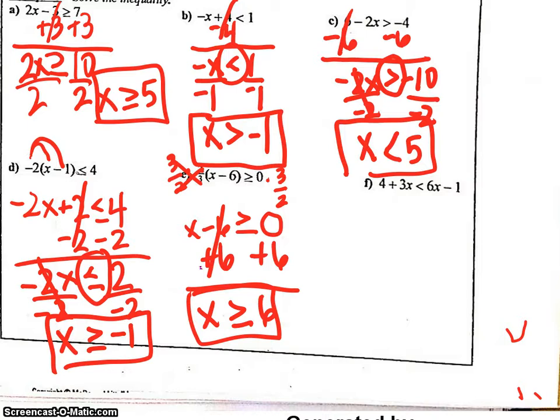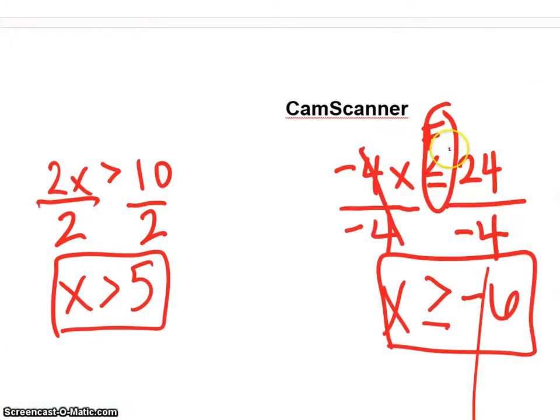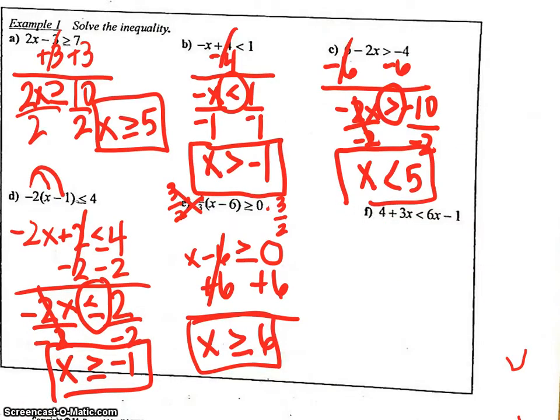Okay, and one more example. Now, we have variables on both sides. So we have to remember we want all the x's on one side and all the numbers on the other. Sorry that the screen moved. I'm going to move all of my variables to the right side. So I'm going to subtract 3x first. We always want to move those variables first. So they cancel here, and what I'm left with is a 4 is less than 6x minus 3x is 3x minus 1.